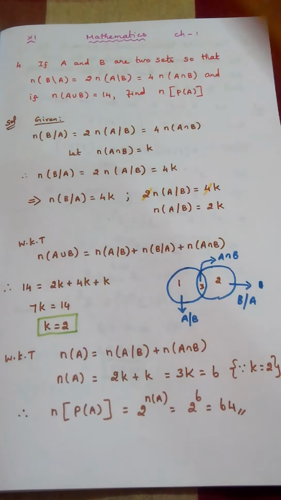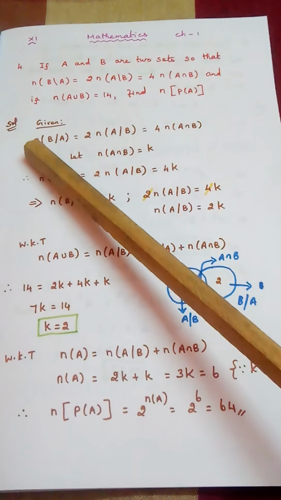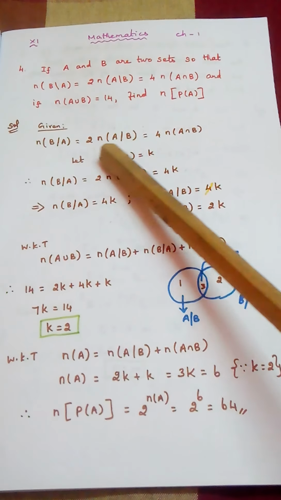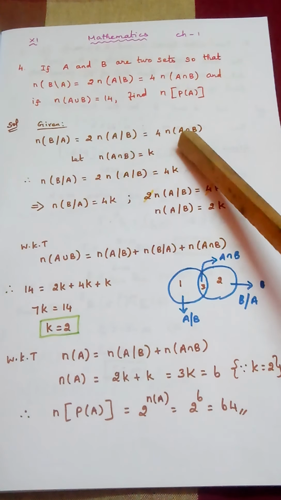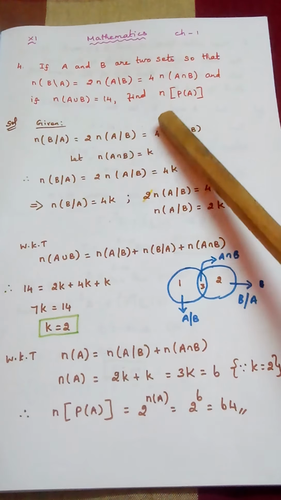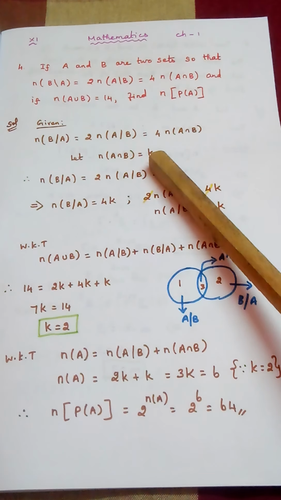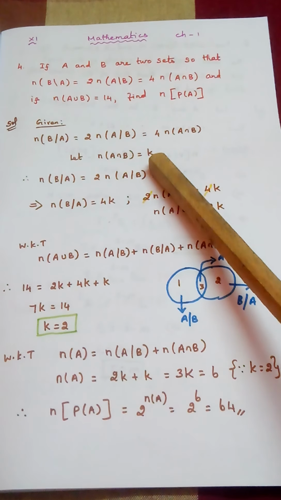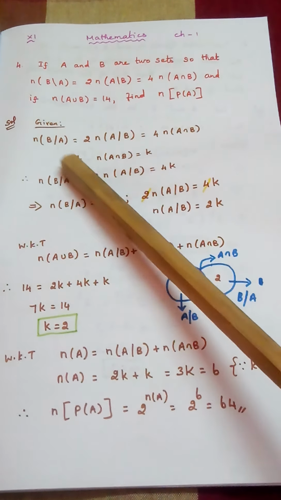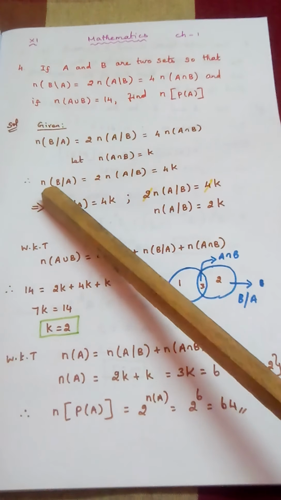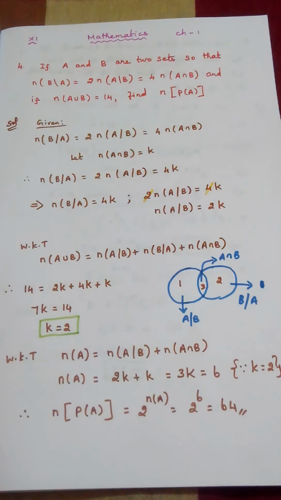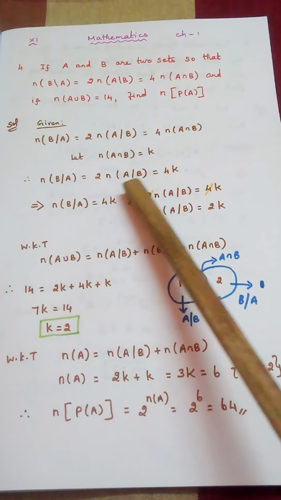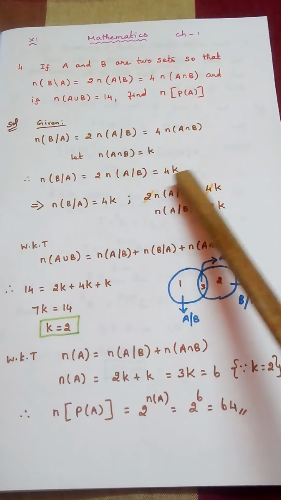So we will start with this condition given to us: these three are equal. Now what I am going to do is take n(A ∩ B) as K. So what happens for the first line? If you see n(B − A) is equal to 2n(A − B), which is equal to 4K.